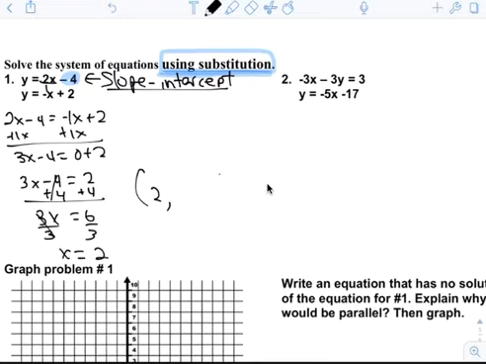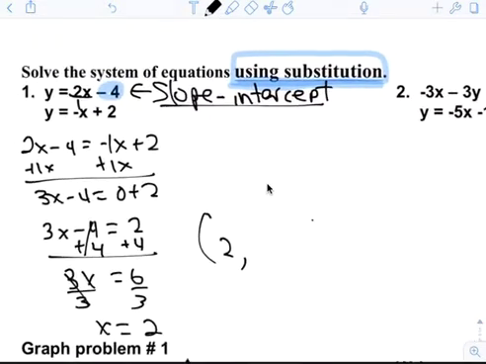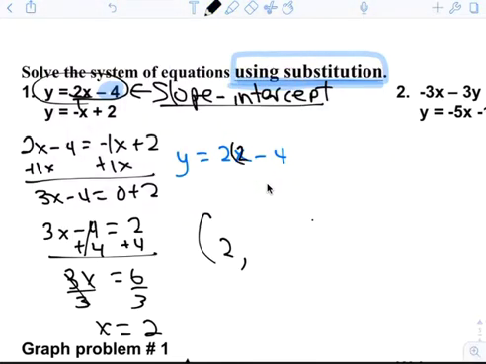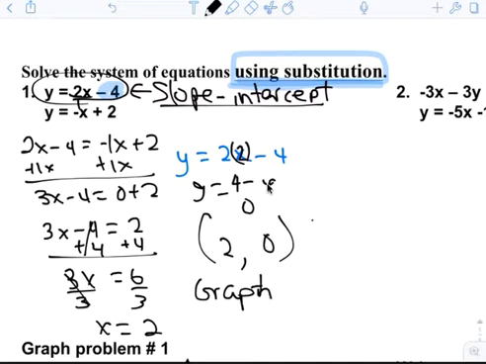Okay, so you got x is 2, substitute it in here. So you get y equals 2x minus 4. Substitute 2 in where x is. That's 4 minus 4. Y then equals 0. So the graph meets at 2, 0.